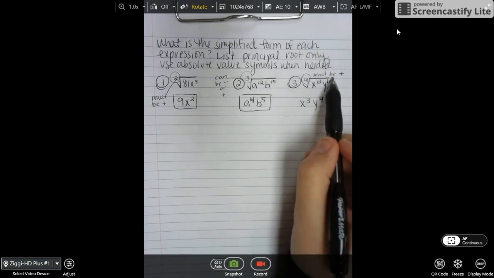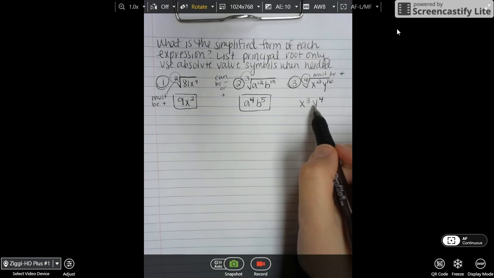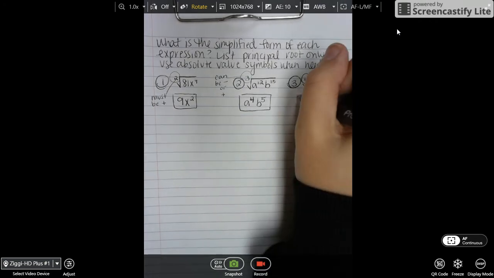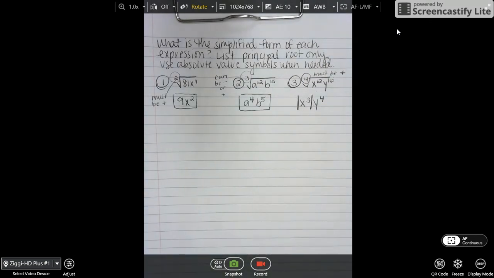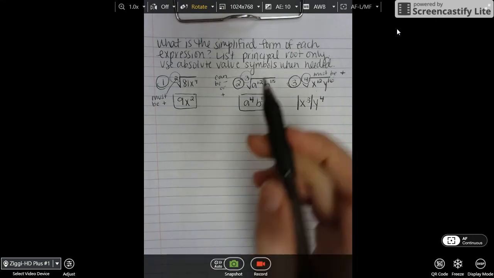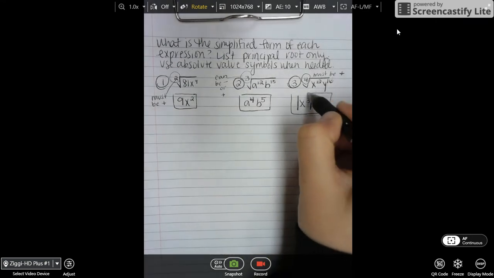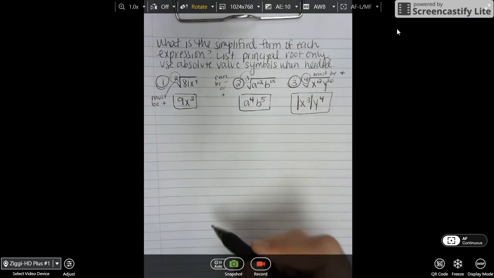Now, this has to be positive. This is an even power, so this is always going to be positive regardless. This is odd, so it is not. So what we need to do is put absolute values around it to guarantee that it will be positive, so that we're not violating that rule that the fourth root must be positive.